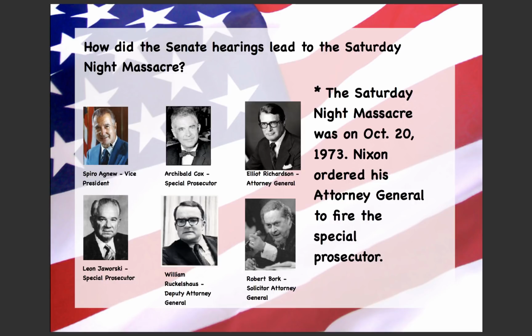So now they hire a special prosecutor to really investigate all of this, and his name is Archibald Cox. But Nixon wants him fired. So he tells his attorney general, Elliot Richardson, to fire him. Elliot Richardson refuses, so then Nixon fires him. Then he asks William Ruckelshaus to fire Archibald Cox.